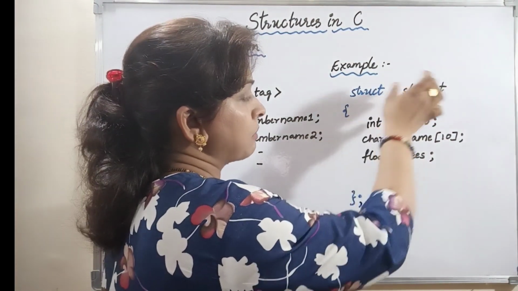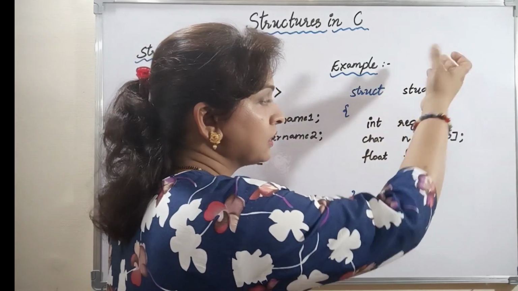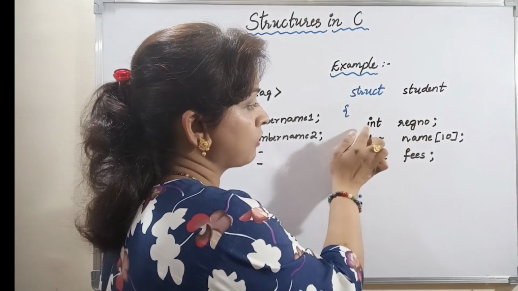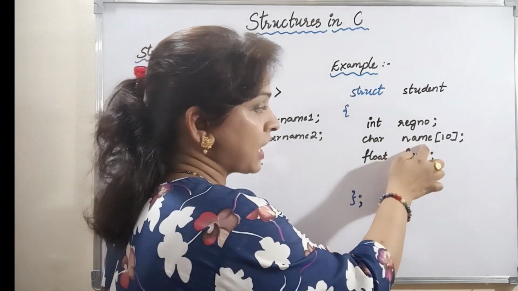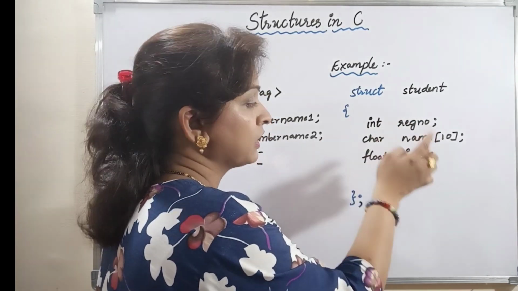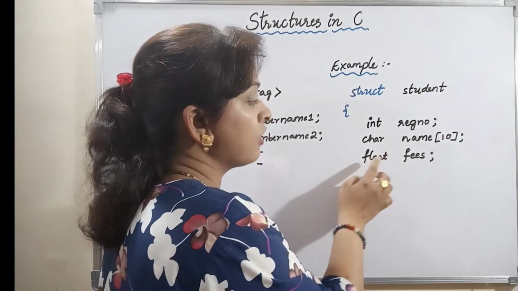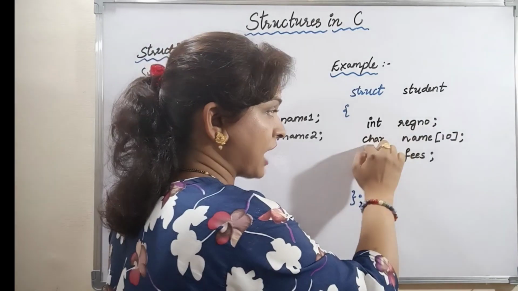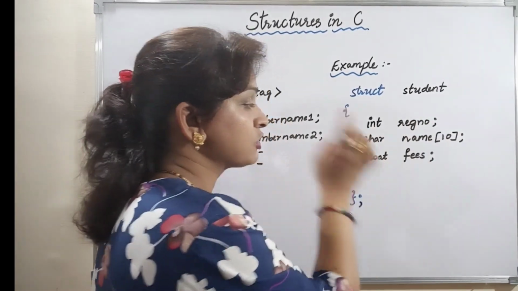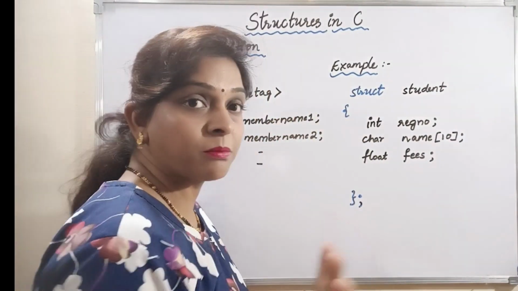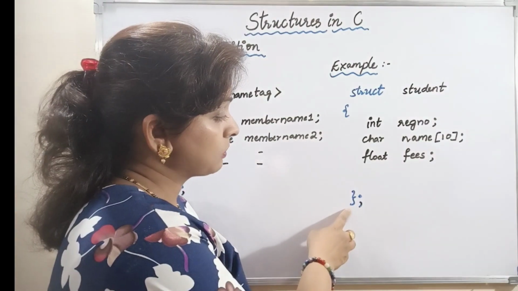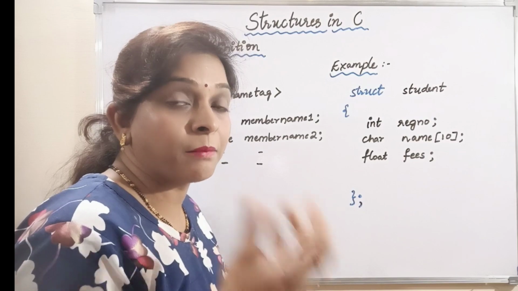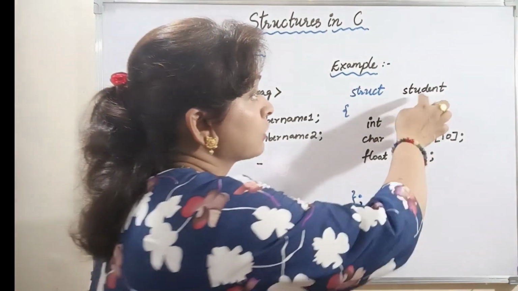Keyword struct, I am defining the entity student. The members I am defining, 3 members I am defining. It is register number of integer type, name, character array, it is character. Then we have fees, which is of float type. So 3 members I have defined. Close the bracket and semicolon. So my new user defined data type, my new data type name is student.